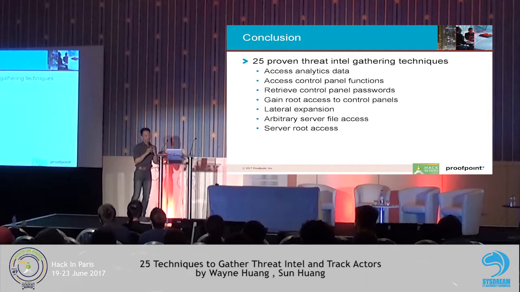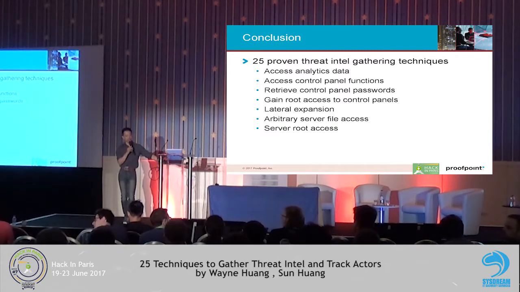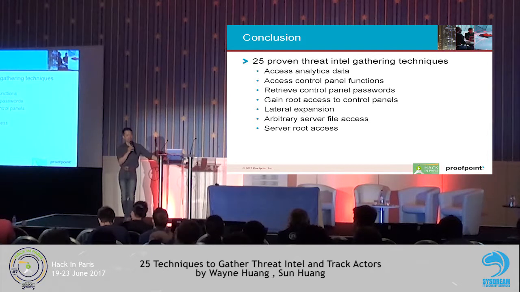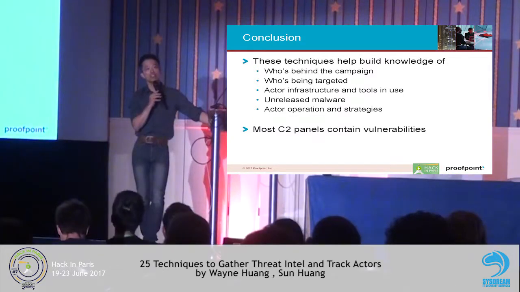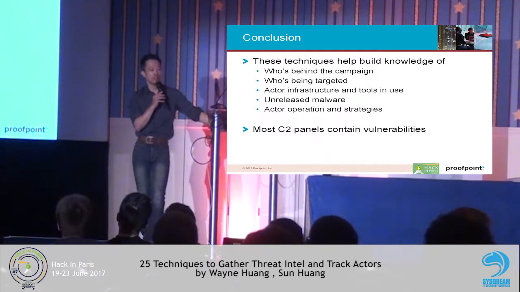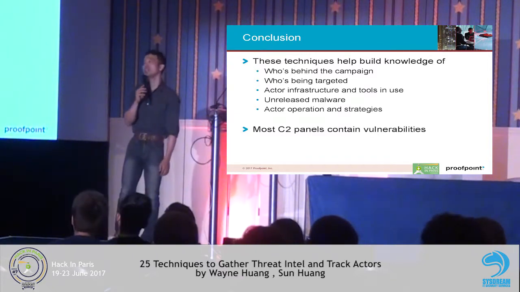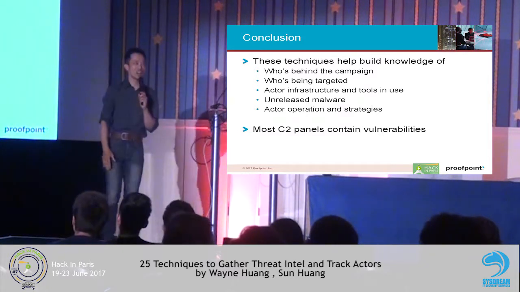Conclusion, 25 proven threat intel gathering techniques that allowed us to access analytics data, access control panel functions, retrieve control panel passwords, gain root access to control panels, lateral expansion, arbitrary file access, and server root access. And these techniques helped us build knowledge of who's behind the campaigns, who's been targeted, actor infrastructure, and tools in use, unreleased malware binaries, actor operations, and strategies. And most of C2 panels contain some type of vulnerabilities. All right, that's our talk. Thank you.